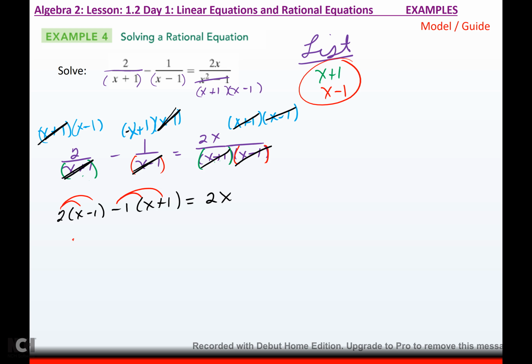And we can solve like we were back in Algebra 1. Distribute. I get 2x minus 2 minus x minus 1 equals 2x. Combine like terms, 2x minus x.